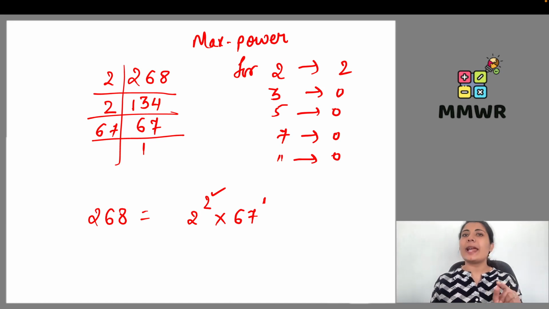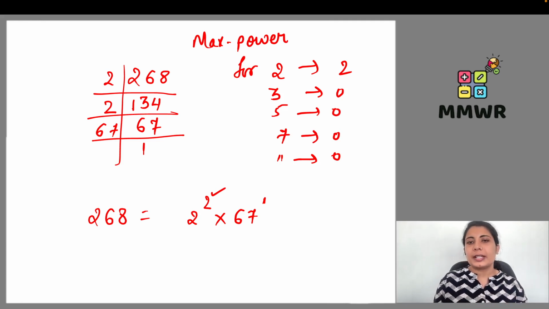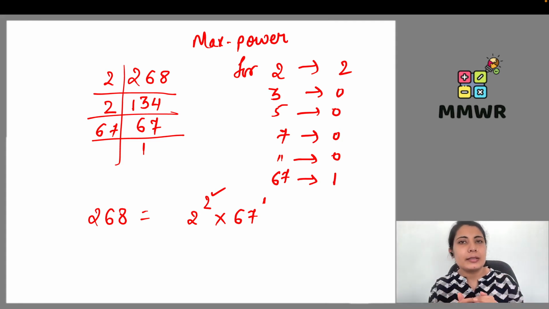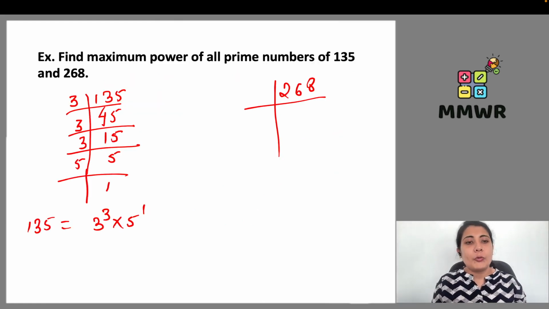Make sure you only have to give the power for prime numbers, not for composite numbers. 9, 8, 4, 6 and 12, these other numbers will not be included here. Then directly we have the prime number 67 here. Other than these 2 and 67 we don't have any other prime number.